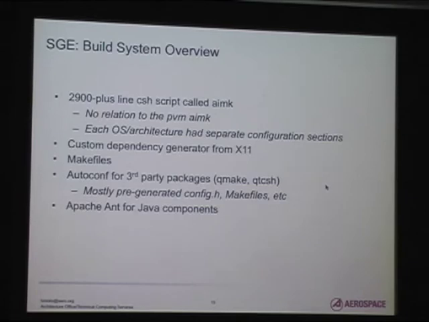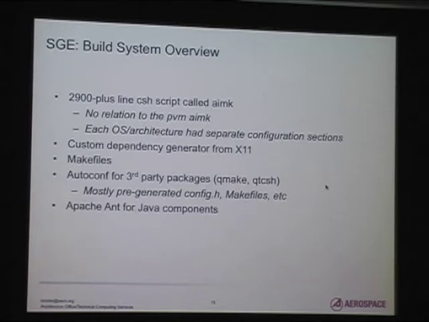So the first thing we ran into with Grid Engine was getting it to build. It has this monstrous, nearly 3,000 line C shell script called AIMK, which has no relation to the one in PVM, for extra confusion. Each OS and architecture type had its own set of entries in a case statement. So, for instance, Linux 2.4 and 2.6 were different. If you wanted to build on i386, it was called Linux. If you wanted to build on Alpha Linux, it was A Linux. And I think there might have been an S Linux for Sparc or something. There were a whole bunch of them. It was really weird and erratic.